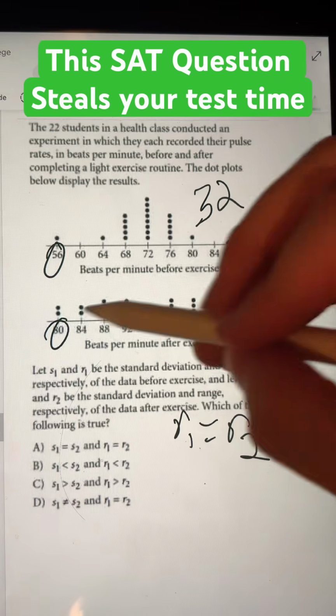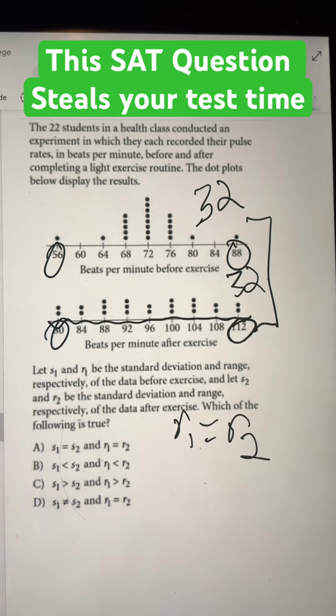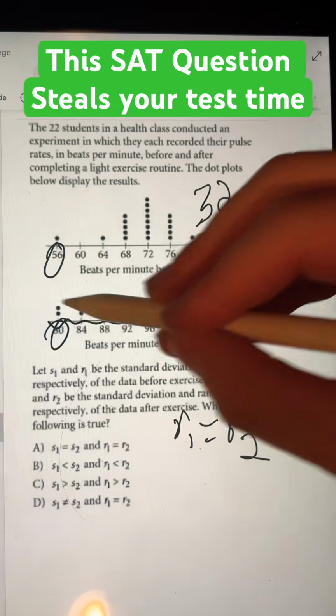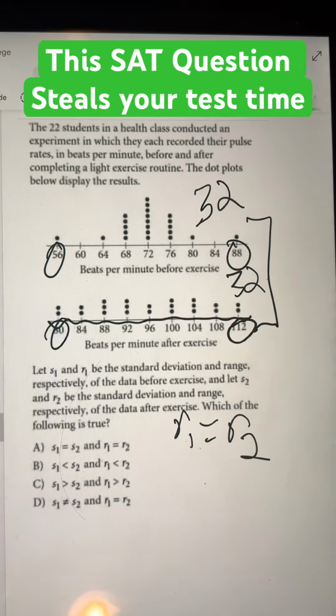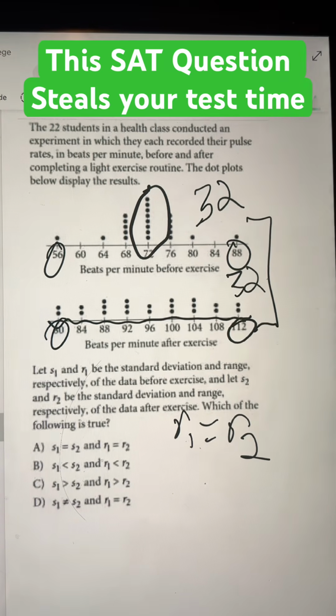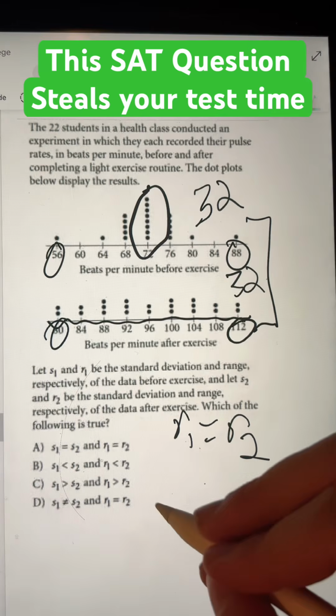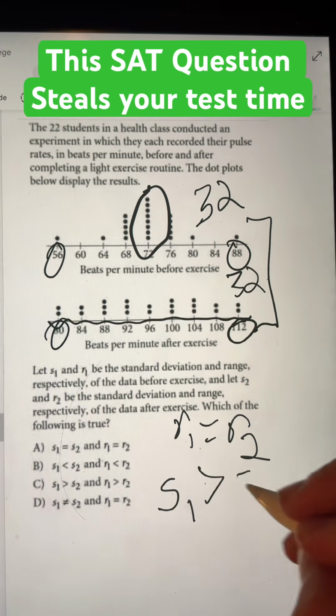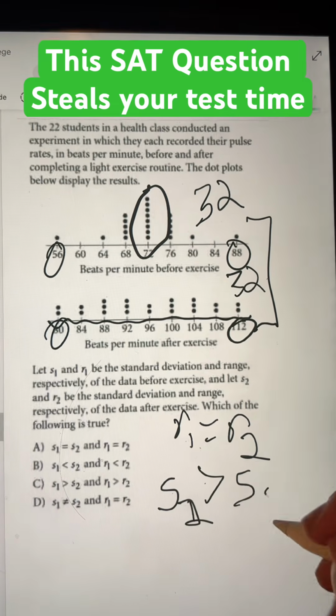And now let's look at standard deviation, which is just the distance from the mean. And you can tell that on the second one, it's actually greater because of how spread out it is. And what kills most students is they take out the time to calculate this out. But you can just look at it and tell because it's much more spread out and the mean is much more centralized in the first one. So that means S2 is greater than S1.